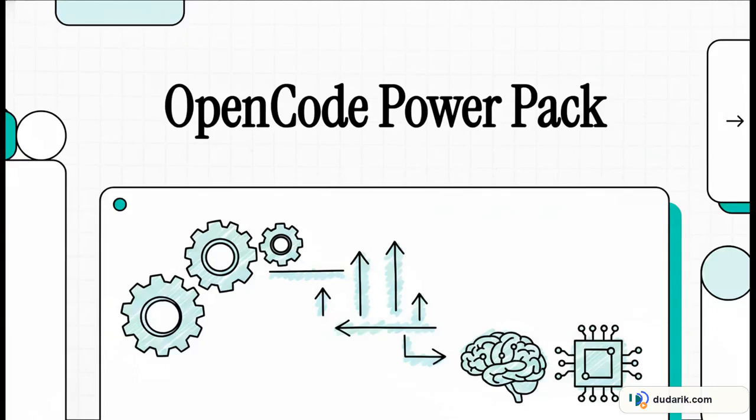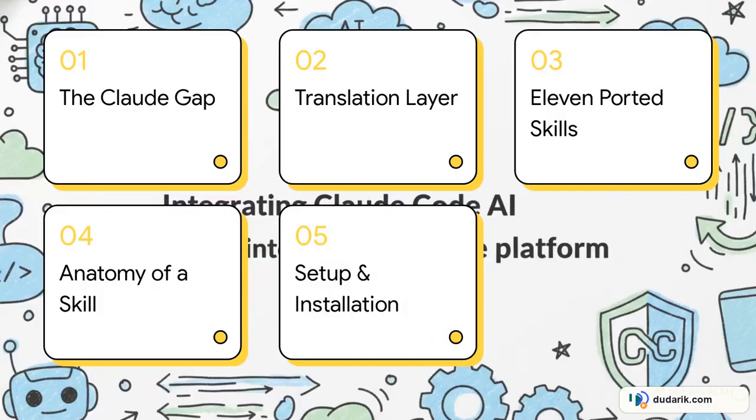So if you're building with AI agents, you already know the deal. Having the right tools hooked directly into your workflow is make or break for productivity. Today, we're unpacking a genuinely clever open source project called the OpenCode-power-pack. We're going to look at exactly how this tool bridges a massive gap, taking some of the most sophisticated multi-agent workflows originally designed for Claude Code and bringing them seamlessly into the OpenCode environment. Okay, let's dive into this.